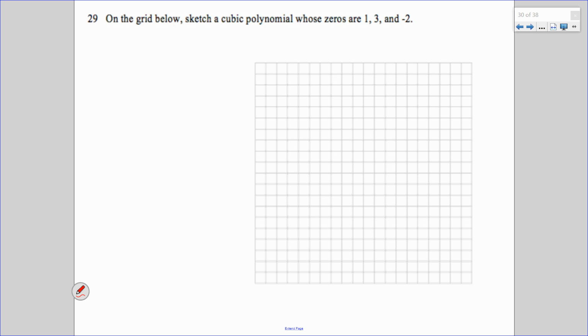On the grid below, sketch a cubic polynomial whose zeros are 1, 3, and negative 2. All right, let's get a grid here. That's a very good job I just did there. Very proud of that. This one's a little funky. Of course, on your test, use a straight edge. All right, my zeros are 1, 3, and negative 2.